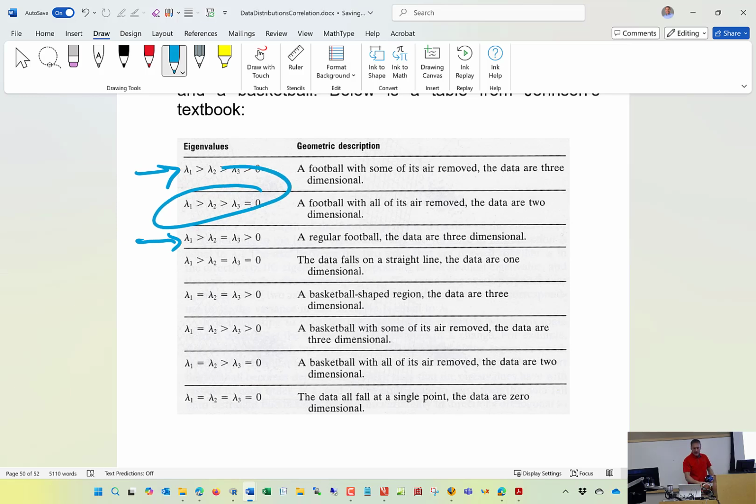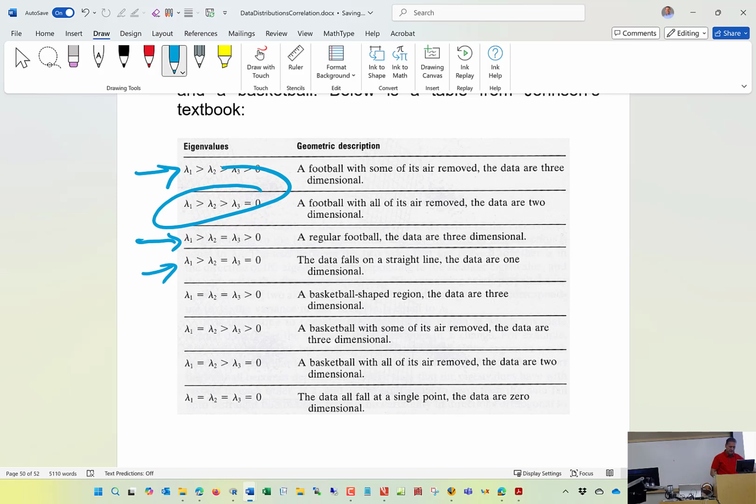Okay? You could even squeeze even more. So I've squeezed this out here, and let's say I've even compressed this, so I basically almost just have a flat plane in space. Then that would be corresponding to lambda 1 is greater than lambda 2 is equal to lambda 3, which is equal to 0.